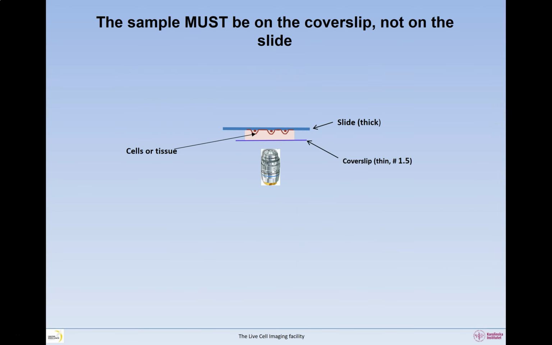Most people who cut frozen or paraffin-embedded tissues place them on a thick glass slide after cutting them. Then they add mounting medium and a cover slip and image through the cover slip and mounting medium. This is not the correct way to prepare a sample.